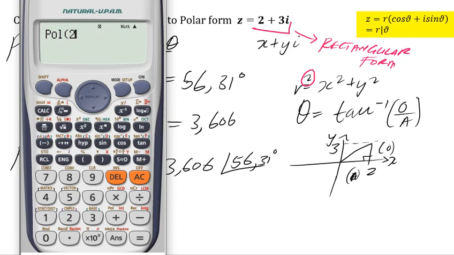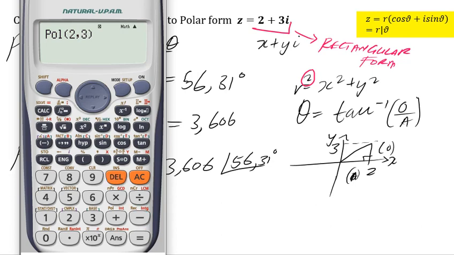So I'm going to say 2, shift comma. Instead of a plus there, you put a comma, then 3, then close the bracket. So it's 2 comma plus 3. You see, 2 plus 3, you leave out the i. If it was a minus, you'll see when we do the next one. If it's a minus 3, you put a minus 3 there.